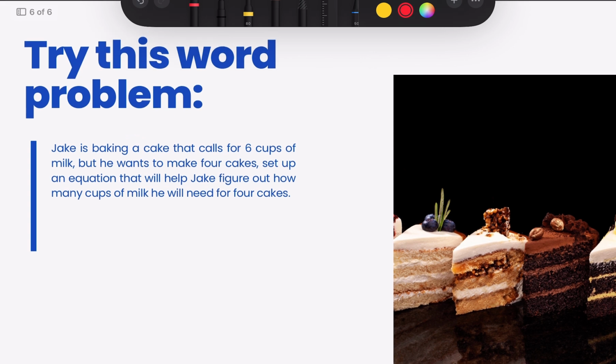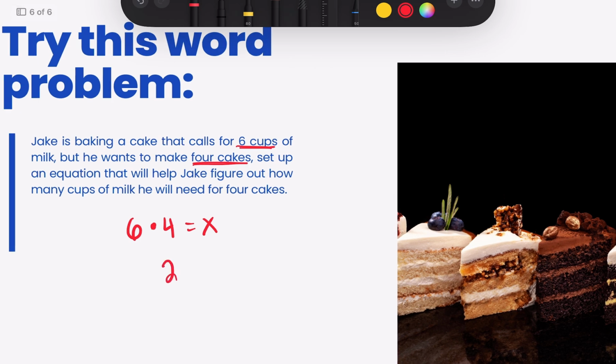Let's try one more word problem. Jake is baking a cake that calls for 6 cups of milk, and he wants to make 4 cakes. Set up an equation that will help Jake figure out how many cups of milk he will need for 4 cakes. So we know that he needs 6 cups per cake. So that means that if we do 6 times 4, that would give us our missing number. So 6 times 4 is 24. That means that X, our missing number, must be 24.